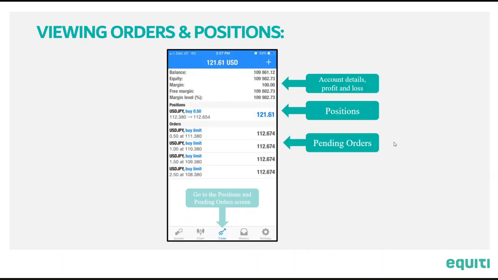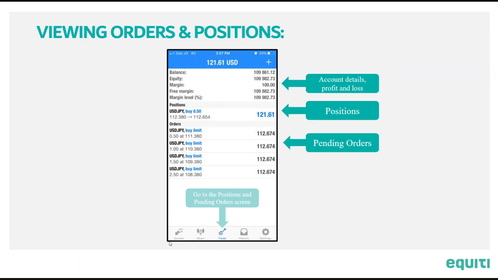So another screen for viewing orders and positions on the phone, and this is the account details. You will have the account details here at the beginning, profit and loss, and your positions of what you take. So this is what I was saying about lot sizes, and this will be in the volume column when you open your screen. You can buy limit or sell limit, or you can buy stop and sell stop, or you can buy at the actual market price. So this is basically where you hit the positions and pending order screens.